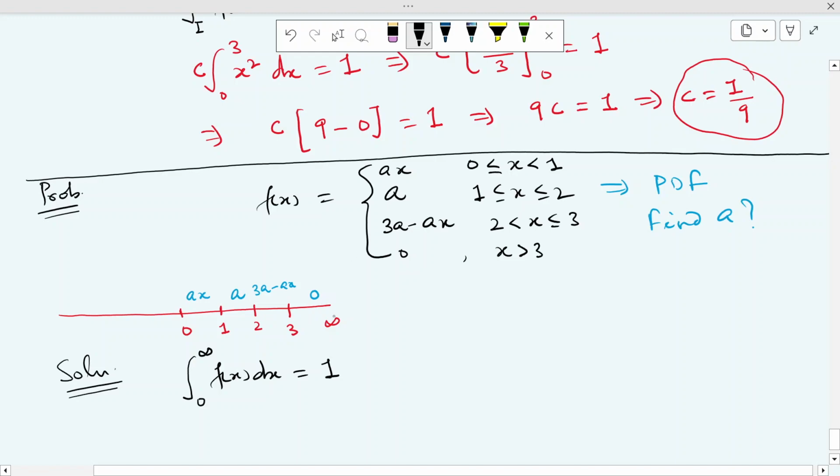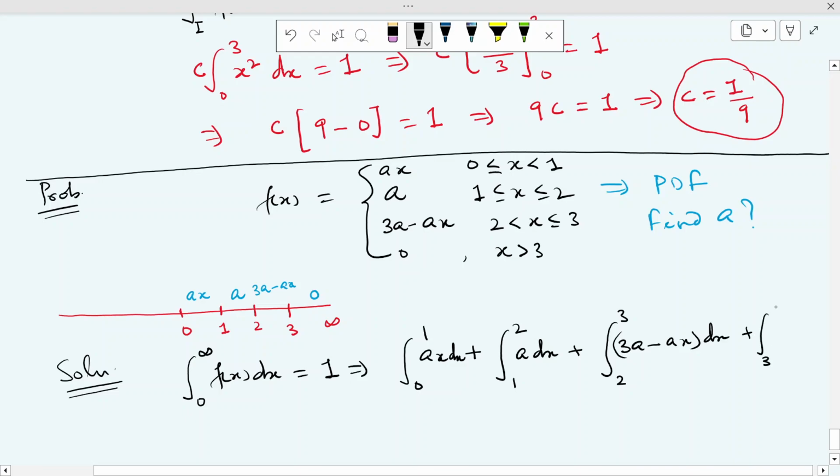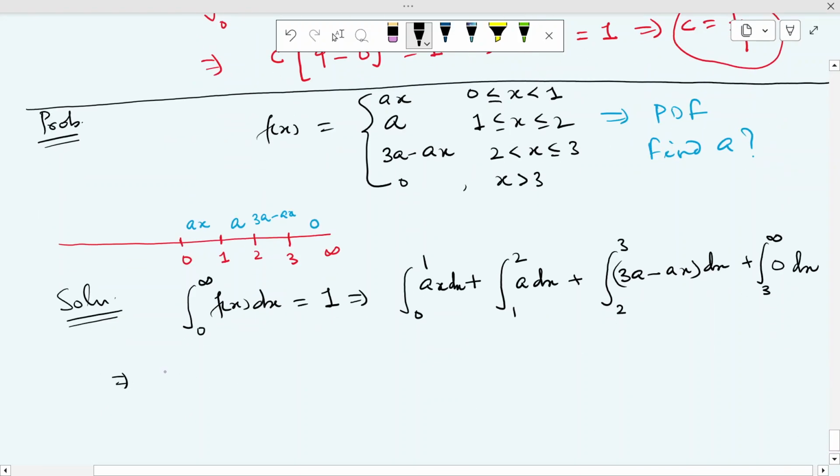Now because this function is defined in parts, you can take this as 0 to 1, because from 0 to 1 it is ax dx, plus from 1 to 2 this is a dx, plus from 2 to 3 it is 3a minus ax dx, plus 3 onwards, so you can consider this as 3 to infinity, the function is 0 dx. And of course this value should be 1.